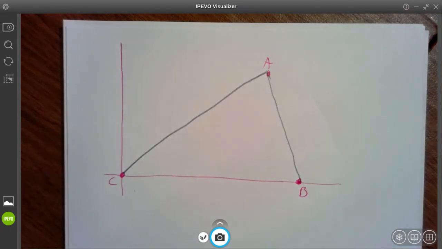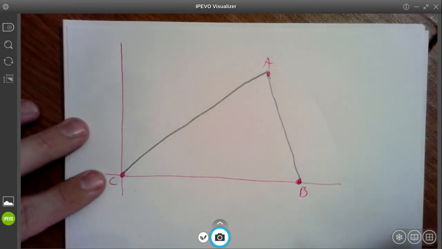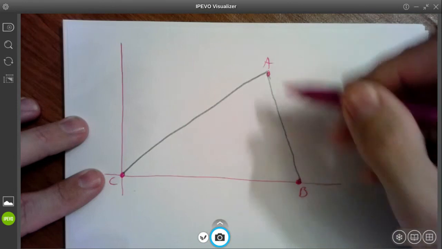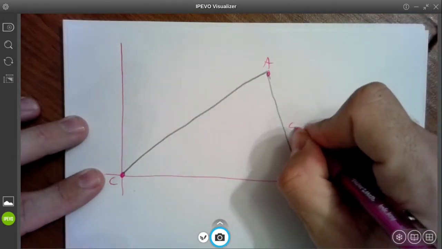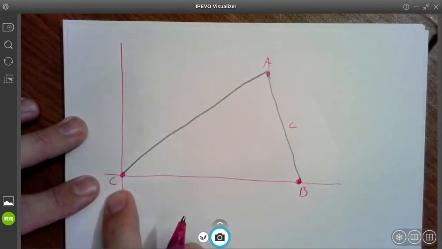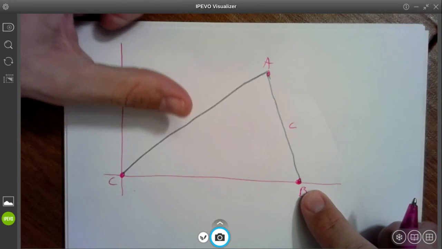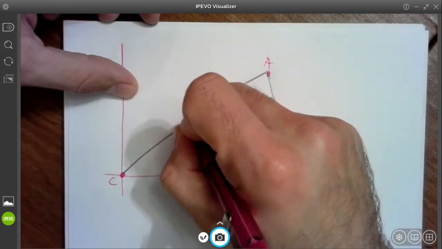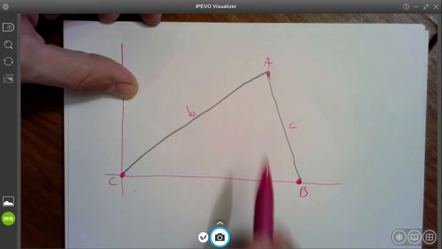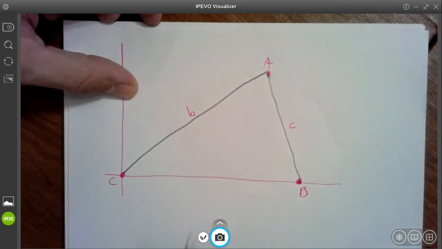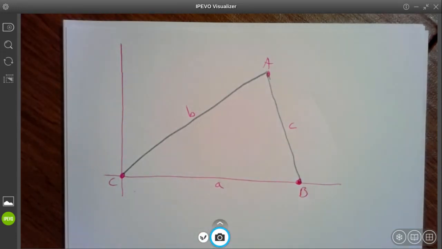Now, if I label the sides here, this length would be side C. It's the side that's across from angle C. And then this being angle B would force this one to be side B. And across from angle A, this is going to be side A. So far so good, I'm sure.